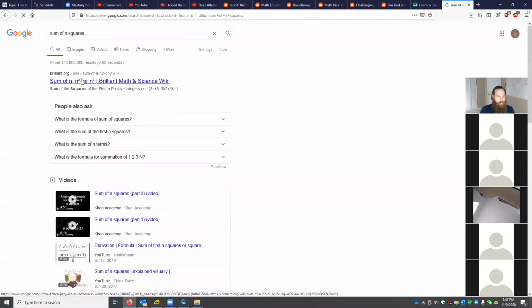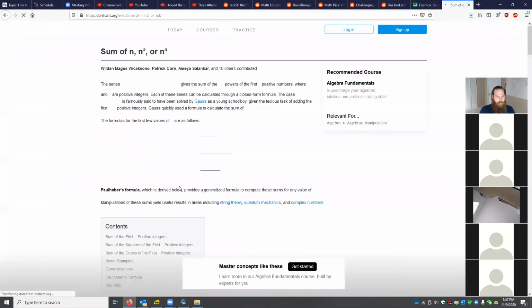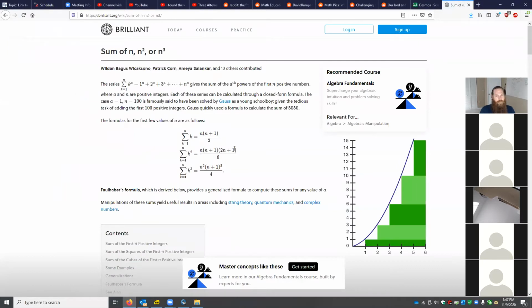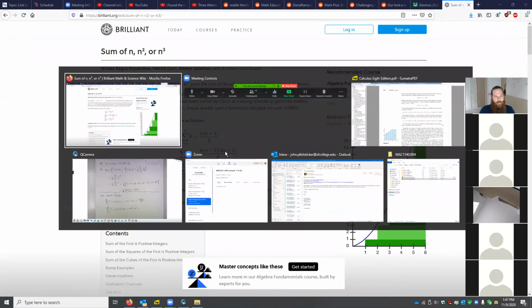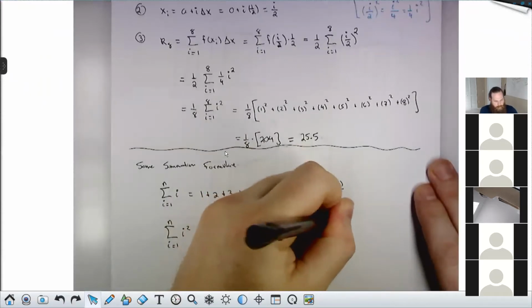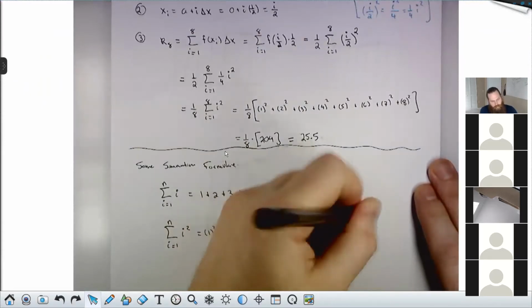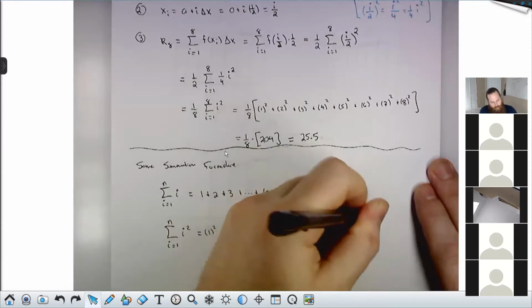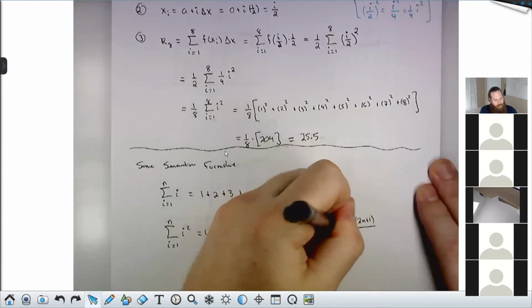The sum of n squared is the same as the previous one, just with a 2n, 2n plus 1. I always forget 2n plus or 2n minus. So this is n times n plus 1 times 2n plus 1, all over 6.